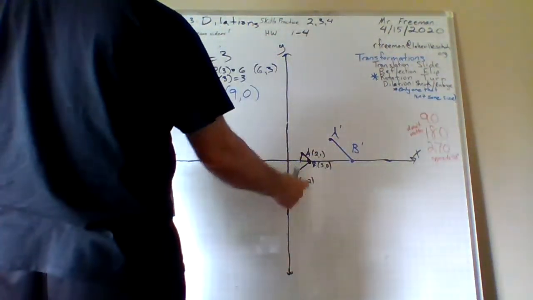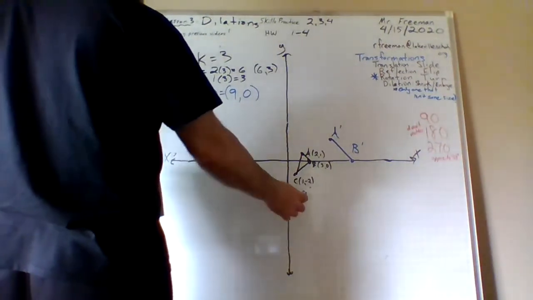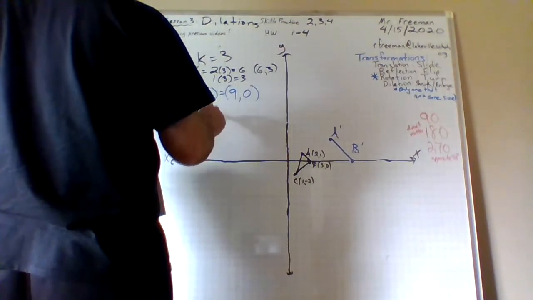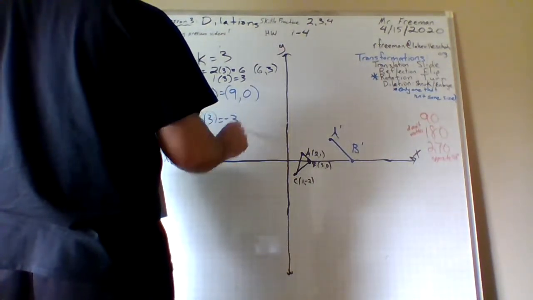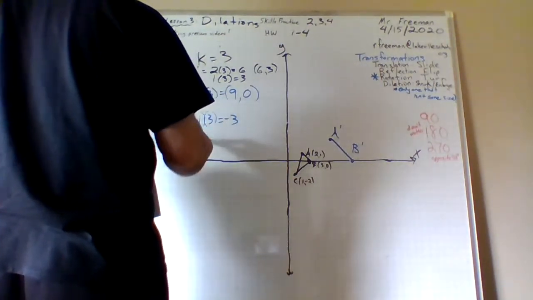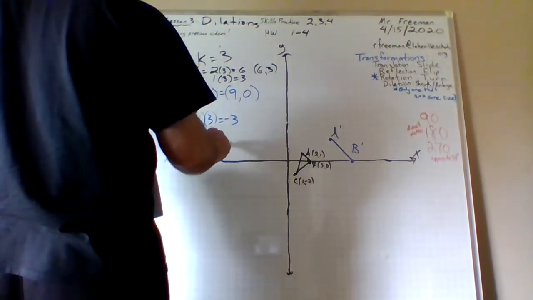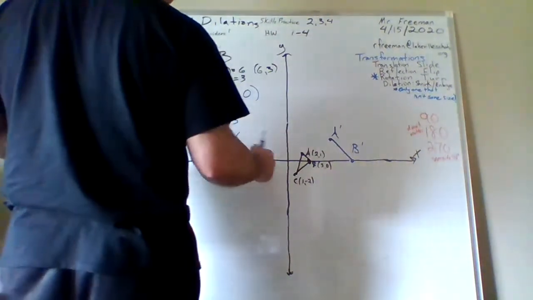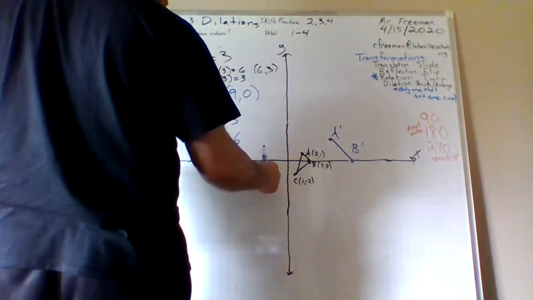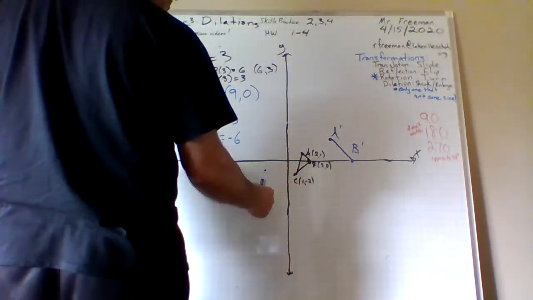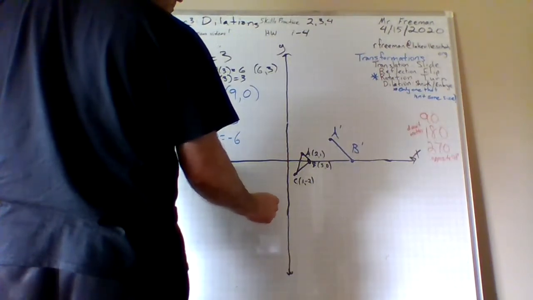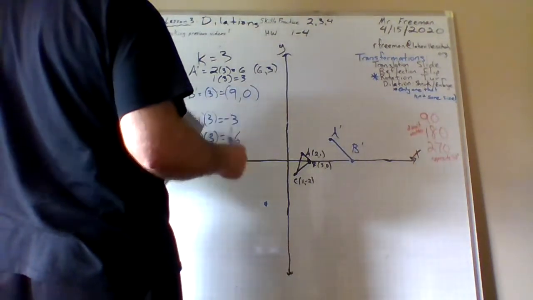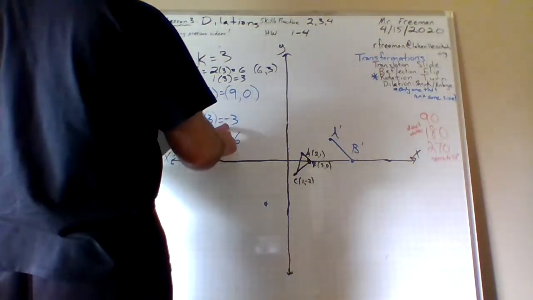And my new C prime, it was at negative 1. Multiply it by that 3 factor, and I get negative 3. And the other one was negative 2. Multiply it by that 3 factor, and I get negative 6. So my new C is at negative 3, negative 6. And I'm going to double check my work. Not negative 3, negative 6.